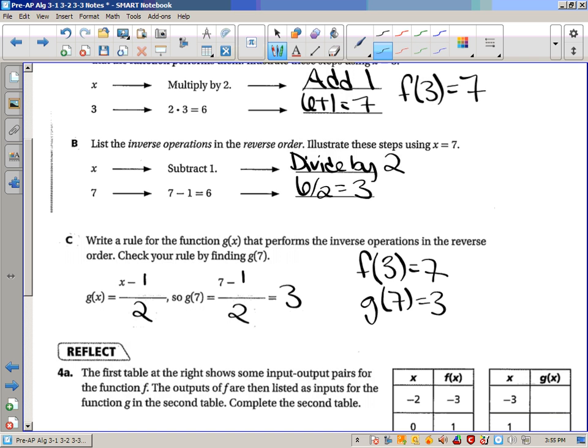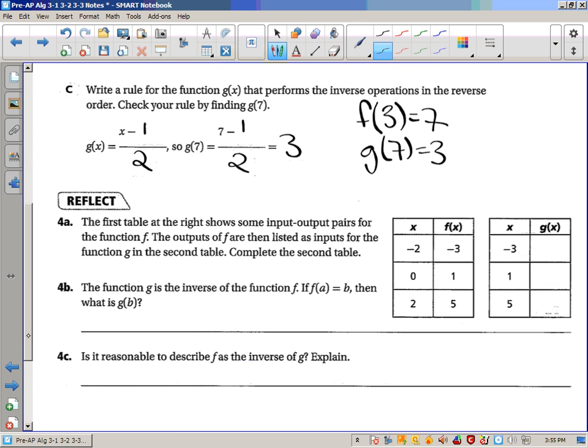Now when I use the word y, or the variable y, just as x is very commonly used for that input, y is very commonly used for that output. So in this table, they listed inputs and outputs for function f of x. If we are switching the inputs and outputs, then g of x, if I complete the table, would look like this. That's how inverses work.